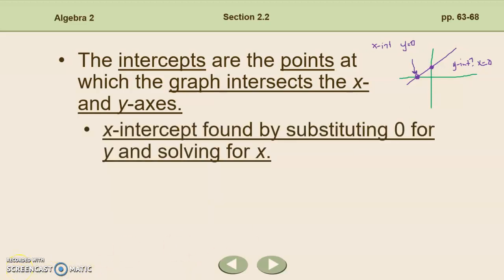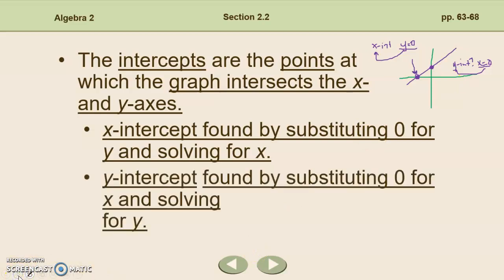That information can help us find the x and y intercepts. If we substitute 0 in for y, that will tell us the x-intercept. And if we substitute 0 in for x in our equation, we can find the y-intercept. And we will be doing some of that.